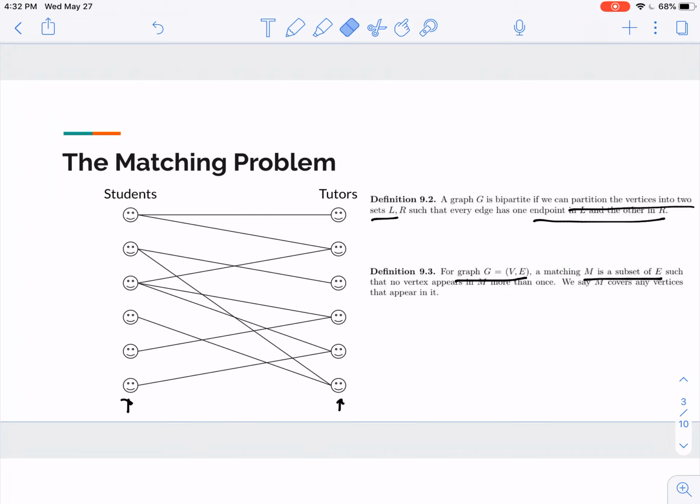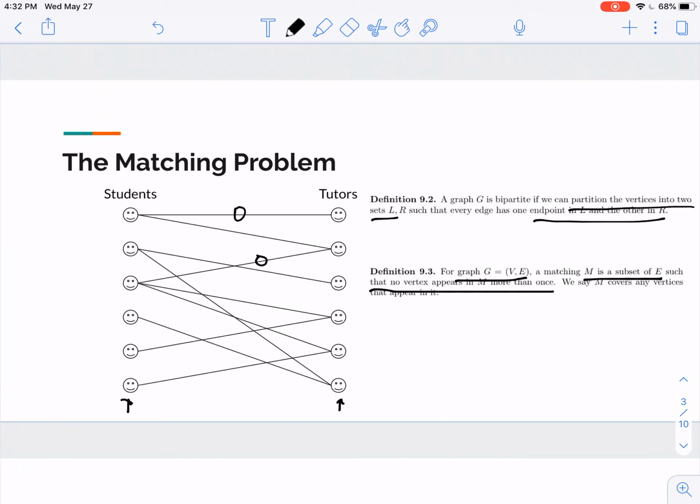And then what is the other important constraint? Well, we don't want to assign a tutor or a student to multiple of the other. For example, this student here, we wouldn't want to pick both of these edges because the student doesn't need multiple tutors in our scenario. Additionally, we wouldn't want to pick both of these edges because we're assuming that tutors can only handle one student. Maybe they have a full-time job as well, so they don't have that much time to spare. So another property of matching that we want is that no vertex appears in the matching more than once. And under this definition, we could pick this edge and then this edge, and that would be a valid matching. And that makes sense.